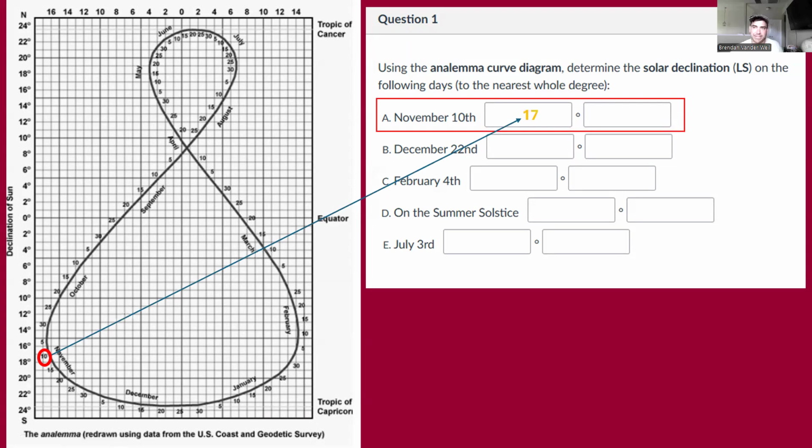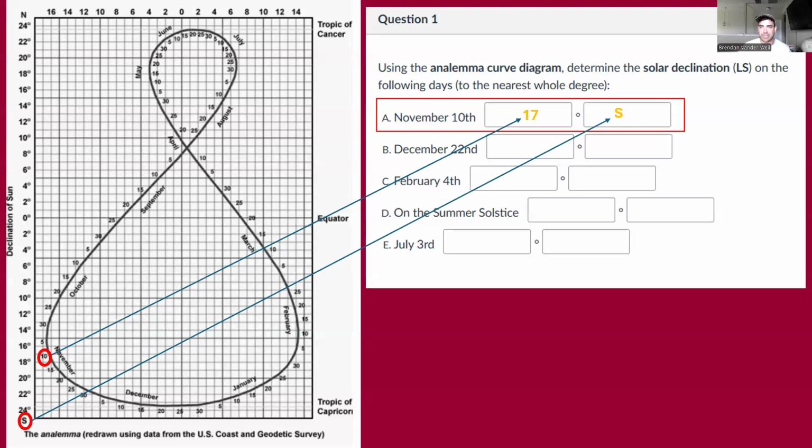And the second part is asking you if it is north or south. So looking at the figure again, we see it is south. Boom. So for November 10th, 17 degrees south.